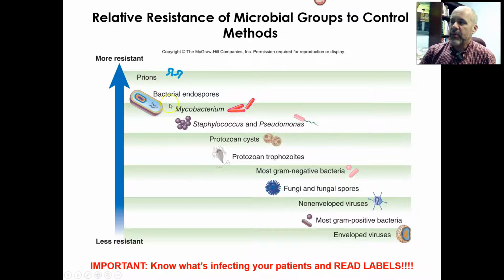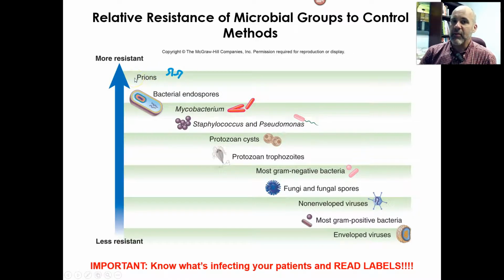Now up here at the top, you're really the hardest microorganisms to control: prions, those infectious proteins that are pretty bizarre. We talked about those at the end of Chapter 5, and you're not likely to encounter prions in your career very often, maybe not ever.